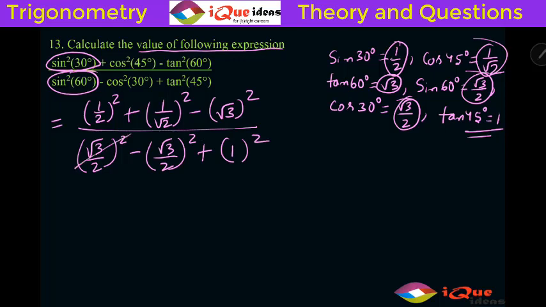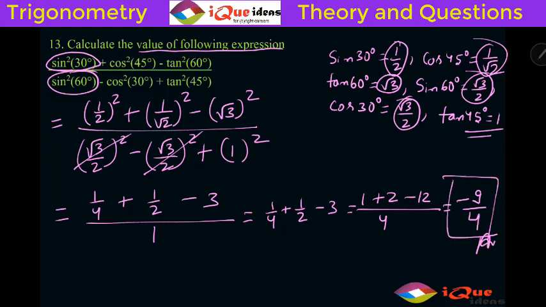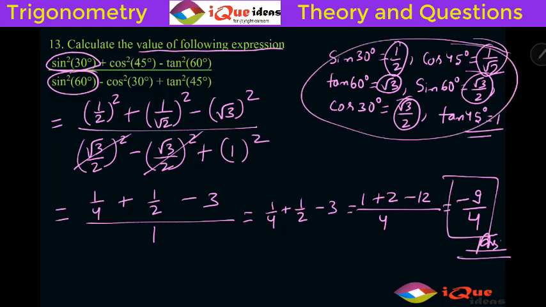Now first of all, this (root 3 by 2) whole square, (root 3 by 2) whole square will get cancelled. And in the numerator we will be left with (1 by 2) square is 1 by 4, plus (1 by root 2) square is 1 by 2, minus (root 3) square is 3, divided by, in the denominator we just have 1. So that is finished. So let's take LCM. It is 1 by 4 plus 1 by 2 minus 3. Let's take LCM as 4. Numerator 1 plus 2 twos are 2 minus 3 fours are 12. Right? So 3 minus 12, that is minus 9 by 4. So the answer of this question is simply minus 9 by 4. But you needed to memorize these values and use these values here.